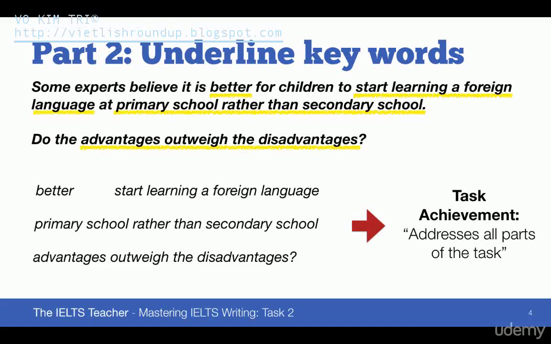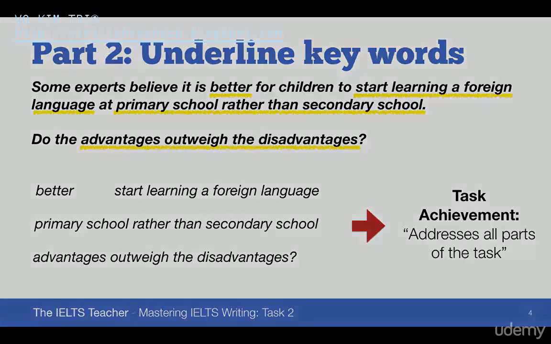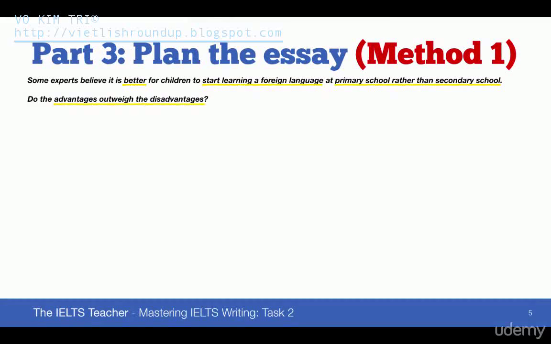If you want to score Band 8, the only thing that changes is the word sufficiently. Sufficiently addresses all parts of the task, will allow you to achieve a Band 8. So basically just properly addressing everything. The final part of the planning process can be done in 2 different methods, and it's essentially the planning part. So the first method looks a little bit like this.